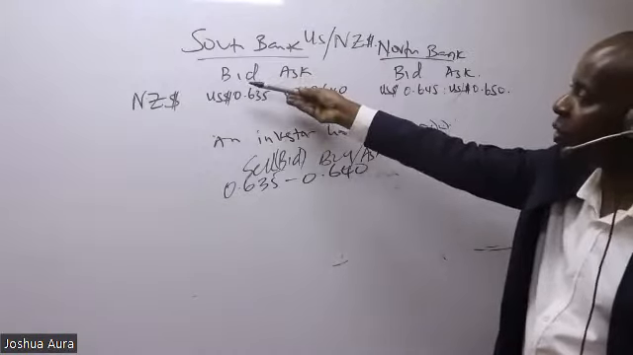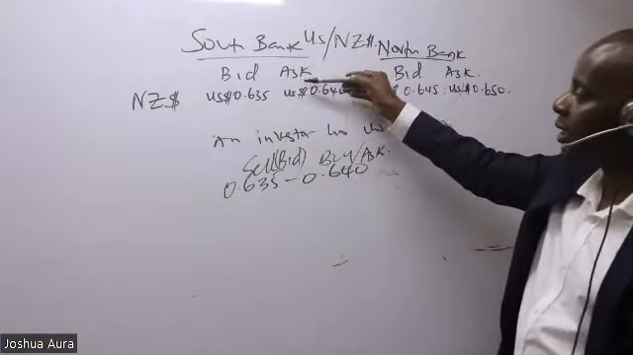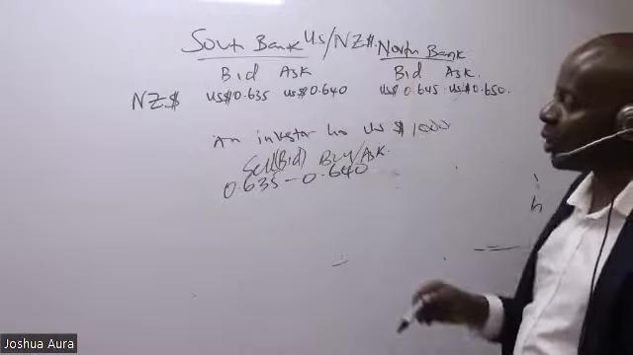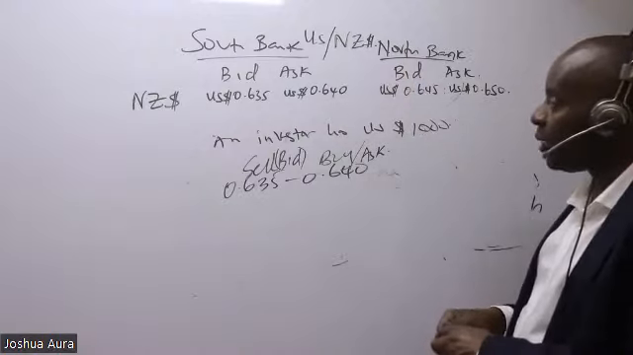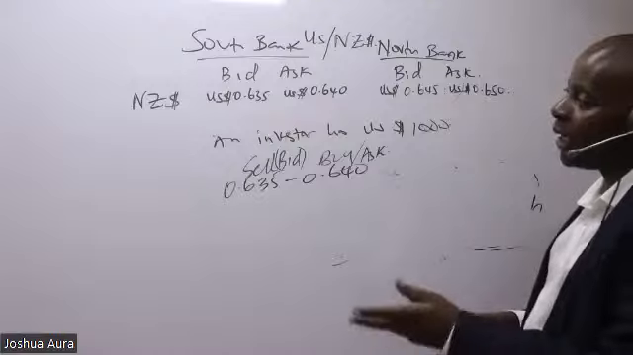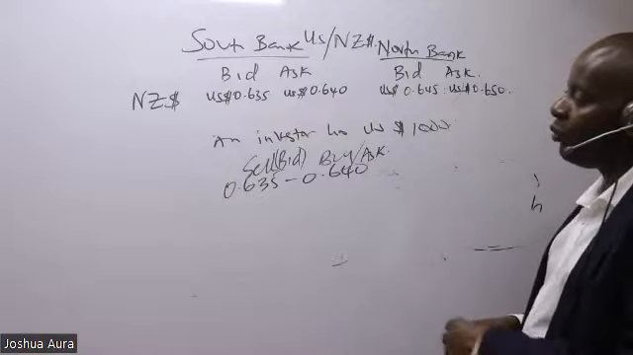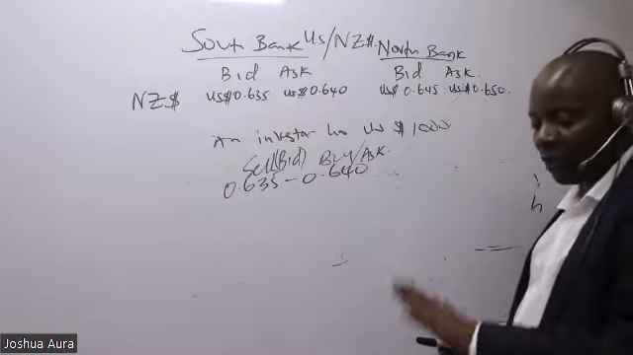So fortunately, they have given us the asking rate and the bidding rate. So they're selling this to us, asking for this much to be able to sell what here? To be able to buy a New Zealand dollar from you. So fortunately, they have done that. So that's very good for me.